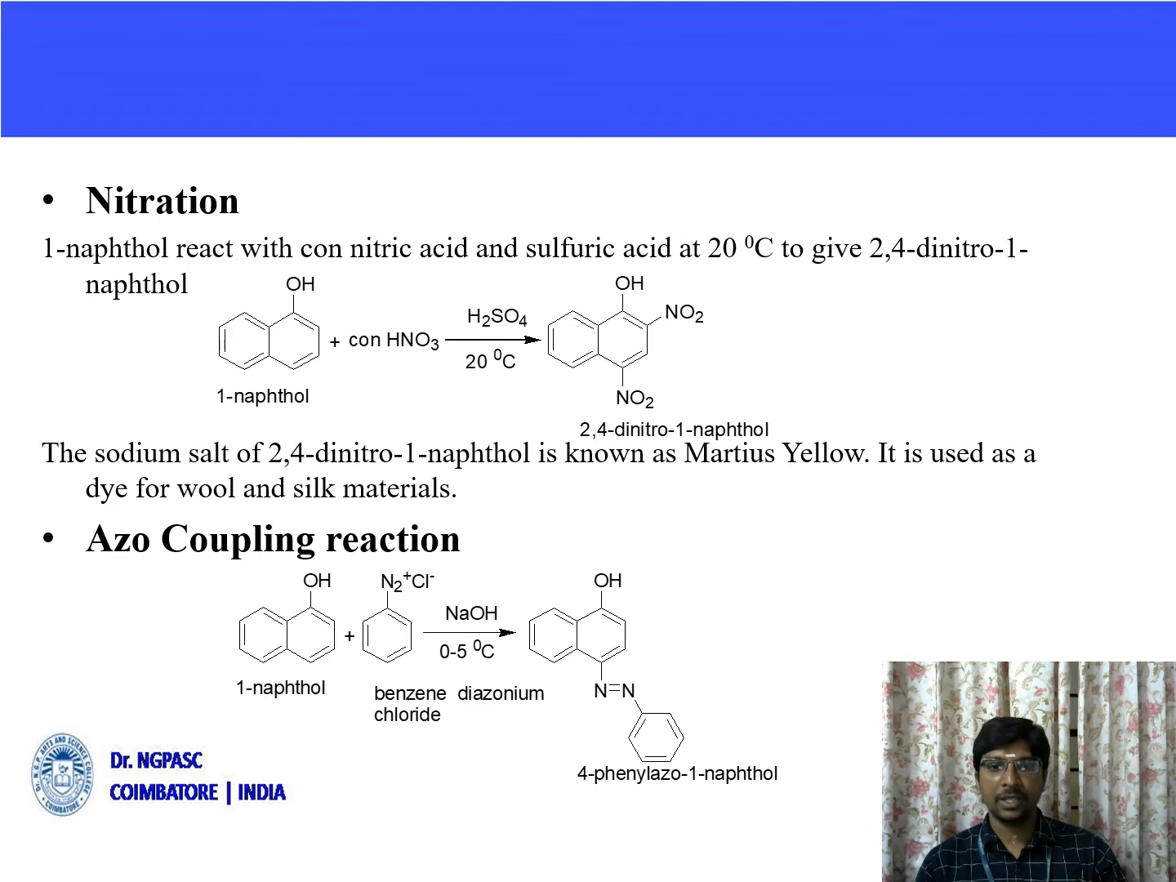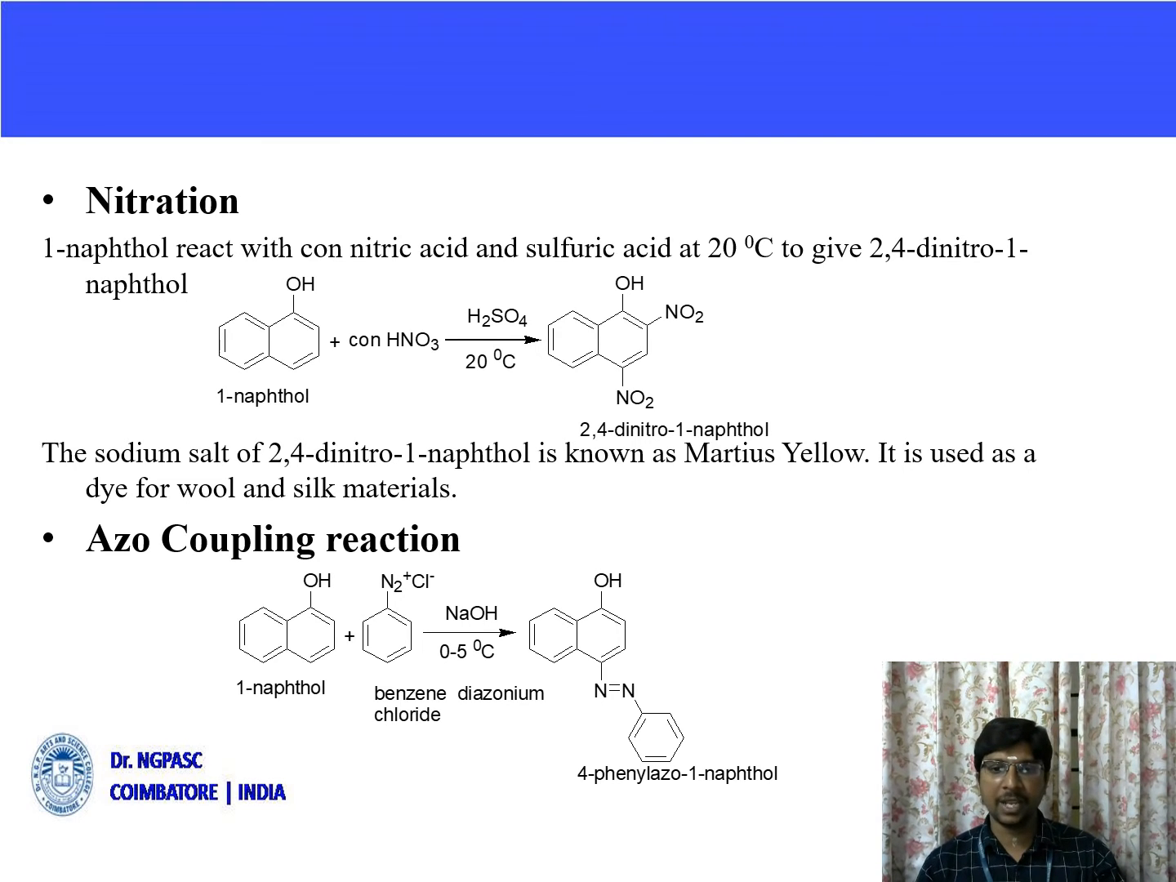And nitration: the naphthol compound is treated with nitric acid in presence of sulfuric acid at 20 degrees centigrade. We are getting the 2,4-dinitro-1-naphthol compound, and the sodium salt of 2,4-dinitro-1-naphthol is known as Martius yellow. It is used as a dye for wool and silk material. So the 1-naphthol compound can be converted into dyes by nitration, and finally the dye compound is ready for wool and silk material.